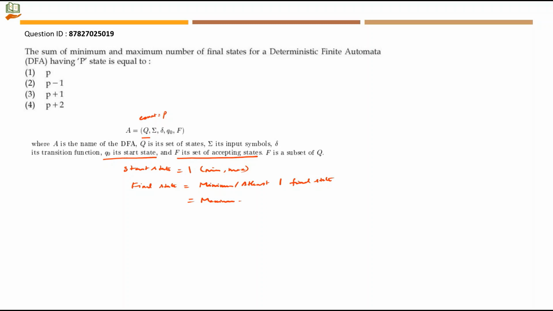So this means the total number of states that is available in the DFA. Here they are saying there are P number of states. So the maximum will be P states. They are asking for the sum of minimum and maximum. Minimum is 1, maximum is P. So it should be either 1 plus P or P plus 1. Both are the same. Option number 3 will be the right answer.